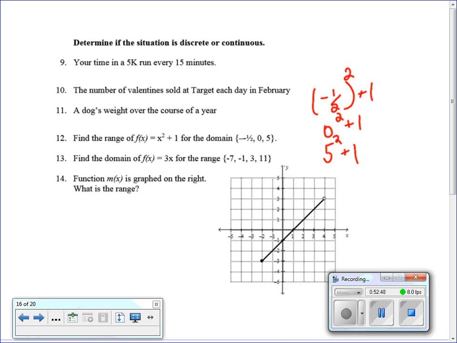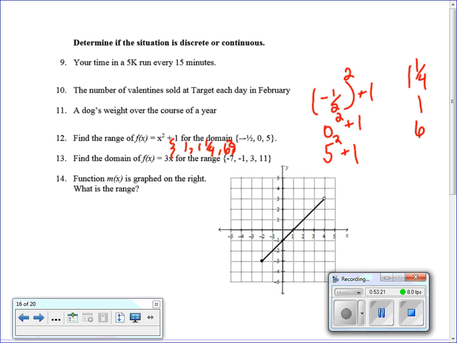So negative 1/2 squared is just 1/4. And 1/4 plus 1 is 1 1/4. When we look at 0 plus 1, that just gives us 1. And 5 plus 1 gives us 6. So our range in this particular case is 1, 1 1/4, and 6. Remember that when we are listing range, we put it in set notation using the brackets, and we list it in order from least to greatest.